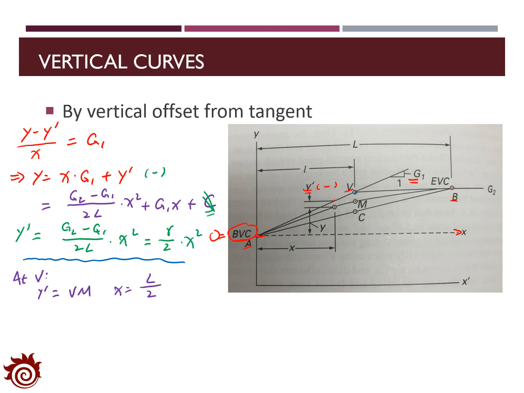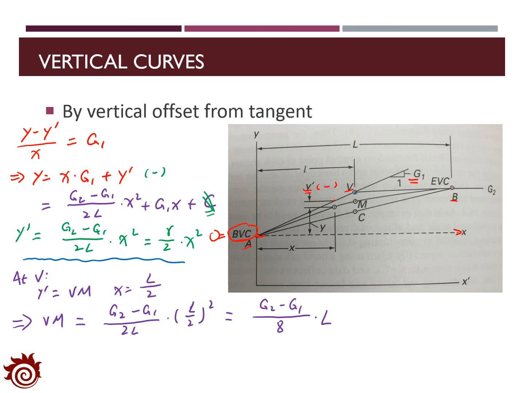So we can derive the length of Vm based on the equation for y prime, that is (g2 minus g1) divided by 2L times half L squared, which will give you the expression as (g2 minus g1) divided by 8 times L. So that's the maximum offset for the vertical curve.